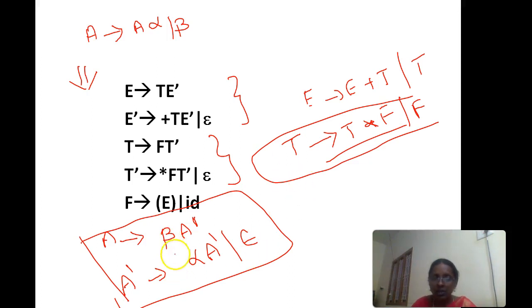And in the subsequent videos, we will be seeing the determination of first and follow functions and how we can construct or fill the parse table using these first and follow sets.